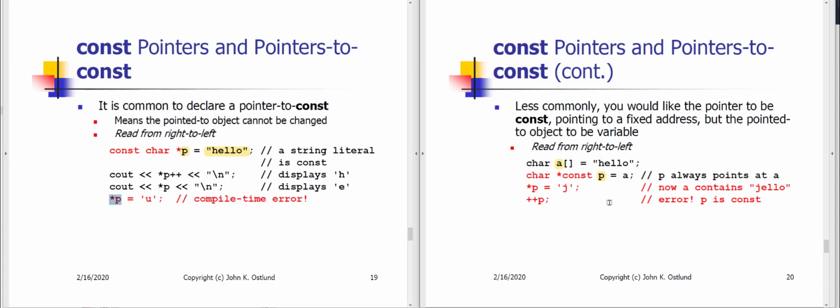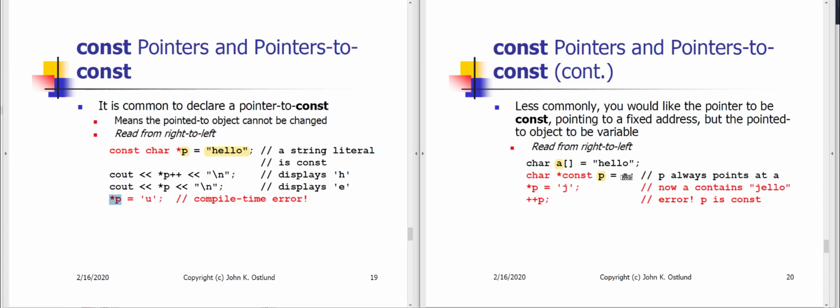In this case, p, notice how careful I am to read this from right to left. It looks sort of similar to what we did on the previous slide, but this says that p is a constant pointer to a char. That means that p itself is a constant. It's a constant that points to a char. The char that it's pointing to is not constant. P is initialized with a. Since p is a const, it has to be initialized with something. All right, p is a constant pointer to a char.